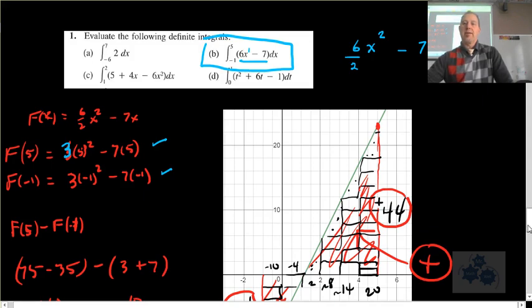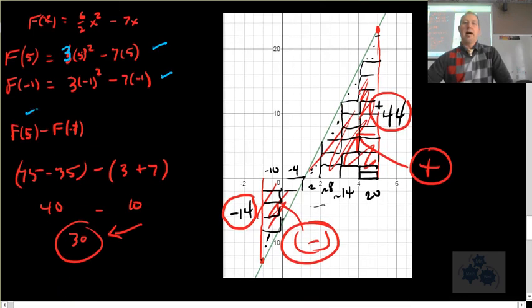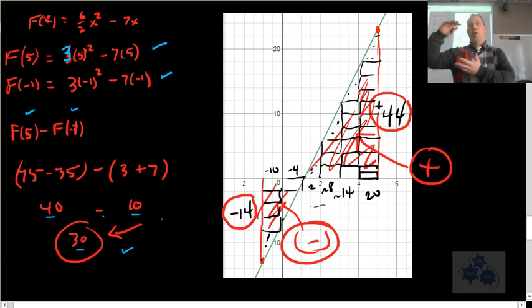Now I do have this diagram over here, and I'll get to that in a second. But if we evaluate f of 5 minus f of 1, I have 40 minus 10 is 30. So that should be the overall area underneath this curve, or the positive area above minus the area below, or added to the negative area below. I know this is a bit of a mess here, but I've done this already before, so I just want to show you what I did.